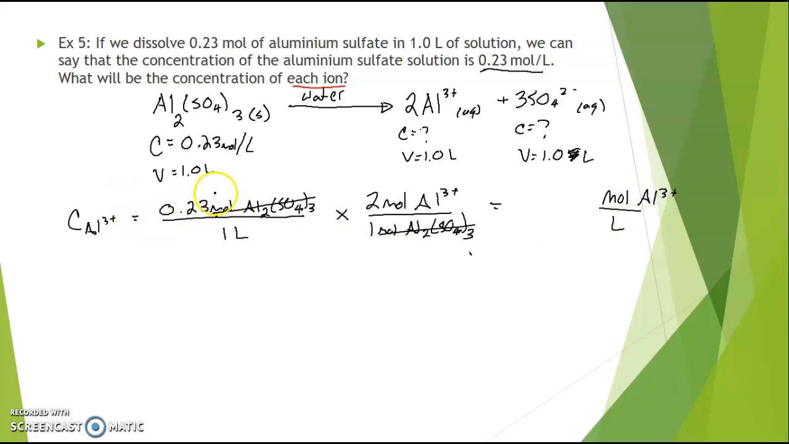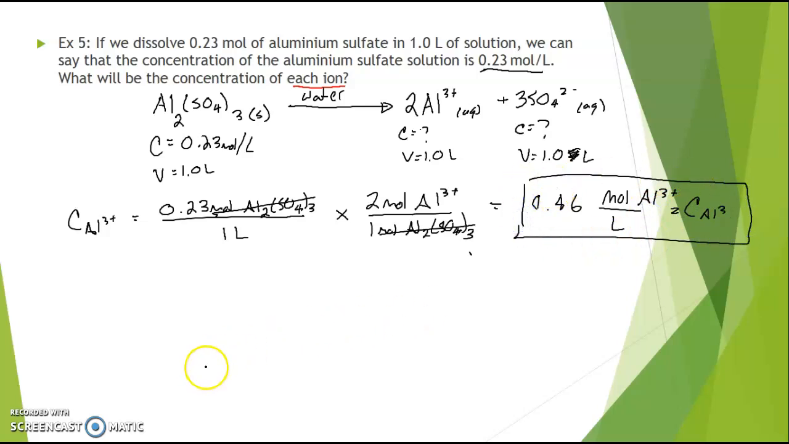We just go through and do the math: 0.23 divided by 1, and then times 2. We get 0.46 moles per liter of aluminum ions. And that is our concentration of aluminum ions. Pretty straightforward, that mole ratio. It asks for each ion, so we need to do our second one.